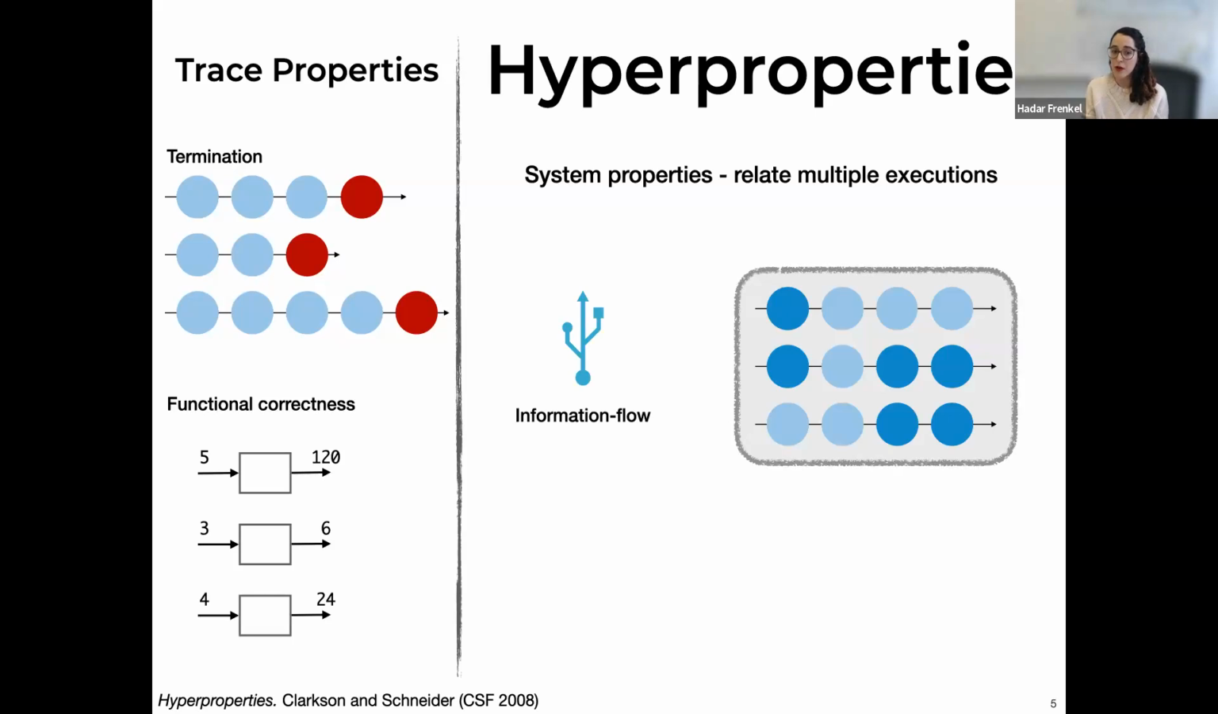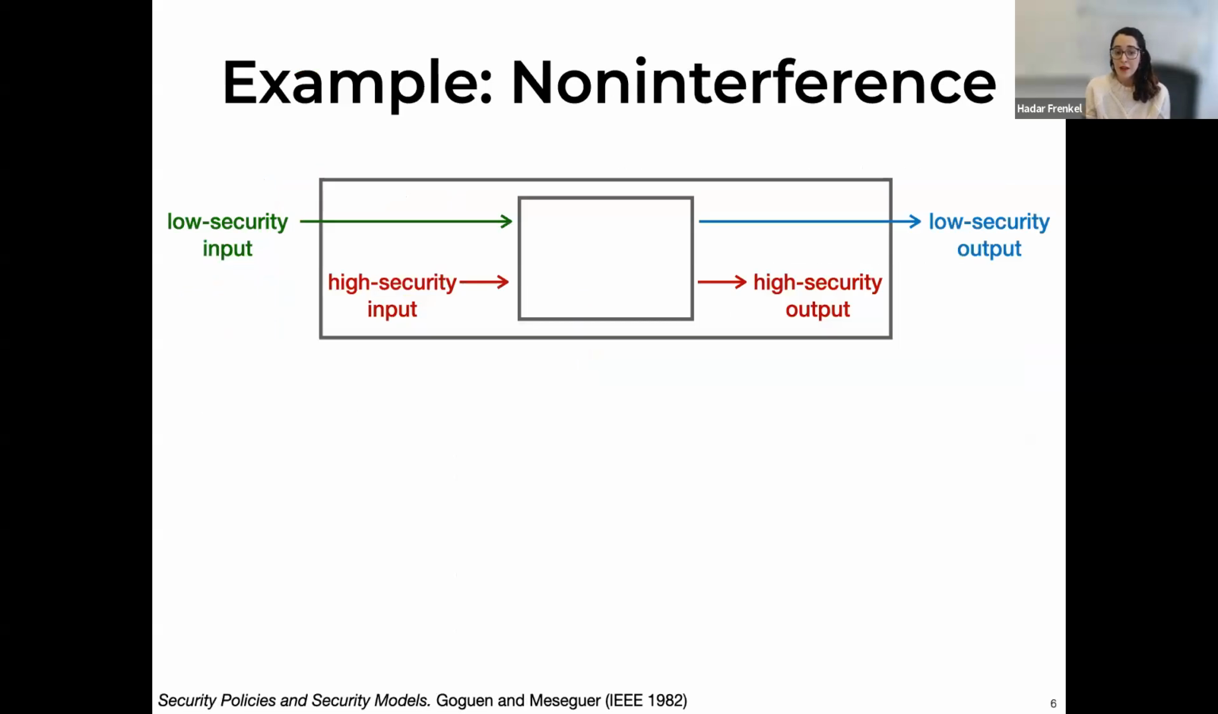And this is a term coined by Clarkson and Schneider in 2008, but it stands for a very, very long established principle and concept from information flow security: that you have to compare different executions in order to reason about, for example, information flow. So let's look at a simple example from the world of security policies.